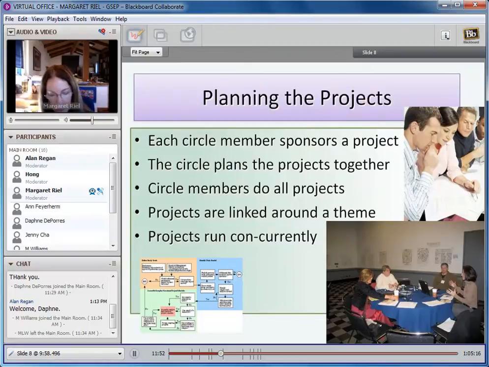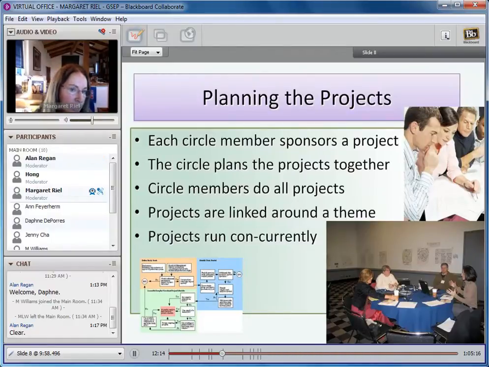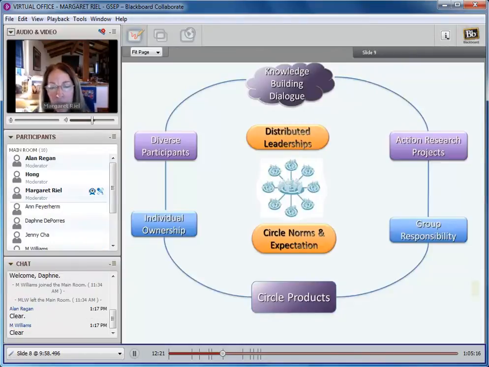So everybody in the circle is a leader, and everyone is responsible for doing all the projects. If a circle has 4 or 5 people in it, it has 4 or 5 projects running concurrently, led by different people. Is that clear? Does anyone have questions about that? I don't see any hands up, so I will continue.